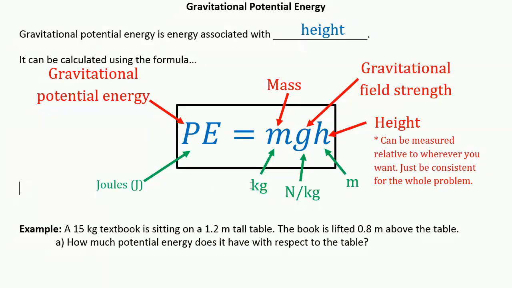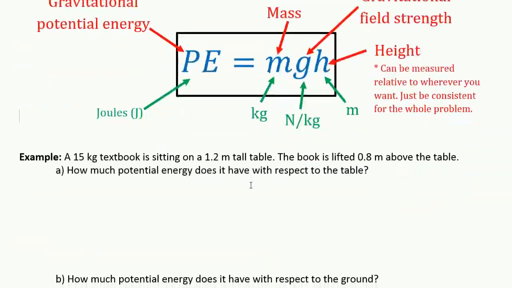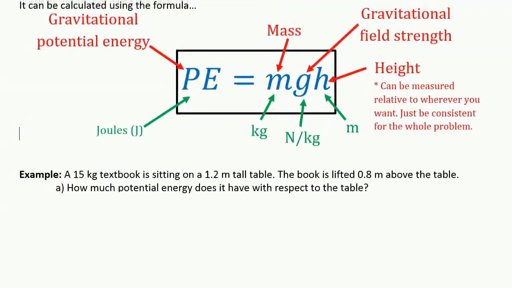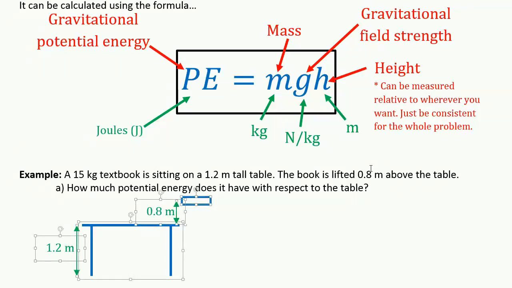Let's try and tackle a problem now. So a 15 kilogram textbook is sitting on a 1.2 meter tall table. The book is lifted 0.8 meters above the table. How much potential energy does it have with respect to the table? So a quick sketch here. Here's a diagram of what we're looking at. Table, 1.2 meters tall. Book, 0.8 meters above it.